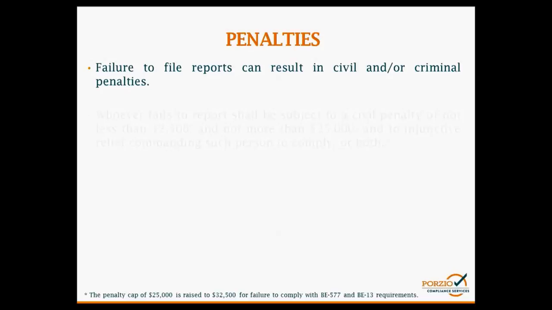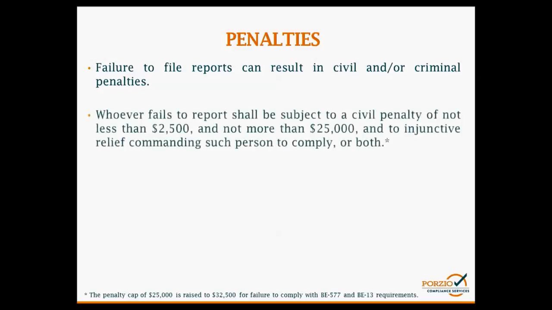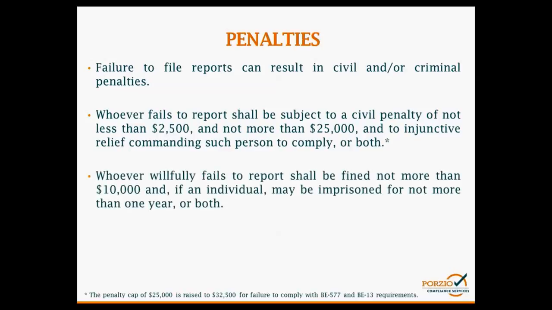So what is the consequence of not complying? It's actually significant. We're going to outline the consequences, both civil and criminal, of failure to comply. So essentially, if you fail to report, you can be subject to a civil penalty of not less than $2,500 and not more than $25,000, and also to injunctive relief, essentially a consent decree that you would be confronted with, requiring you to comply in the future.